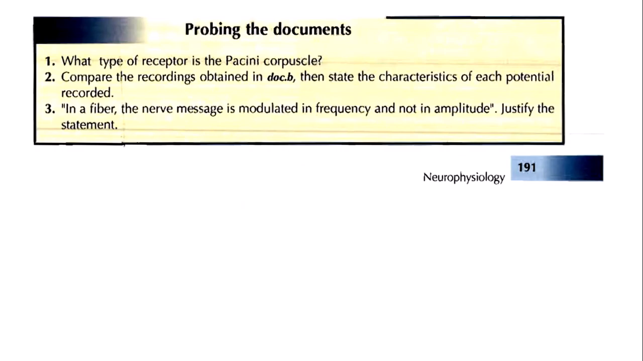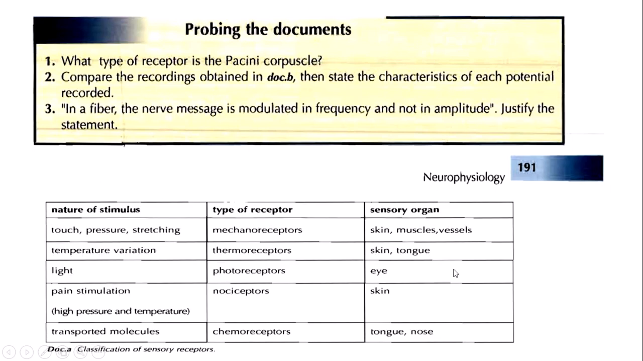Now let's move on to the exercises of the book, probing the documents. The first question, what type of receptor is the Pacinian corpuscle? Now in the book they supplied this document showing different receptors, different natures of stimuli from touch, pressure, stretching, temperature variations, and the different types of receptors and their location. We're dealing with the Pacinian corpuscle, which has a role of detecting pressure, so it's over here. Then the type of receptor is a mechanoreceptor, so it is a mechanoreceptor. Next question.